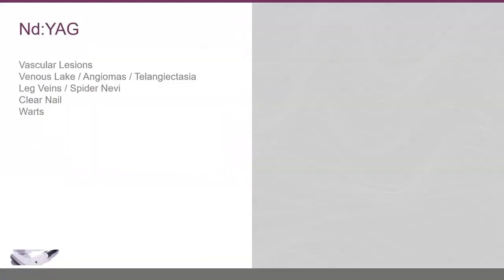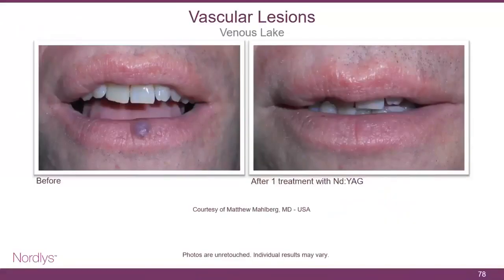So the last section is we're just going to look at some before and after pictures with our Nd:YAG. Here we have a larger venous lake that we're treating. So you saw a venous lake previously with the IPL handpiece. It was much shallower. This one is much deeper, it's bigger, hence the reason for using the YAG rather than the 530 handpiece.